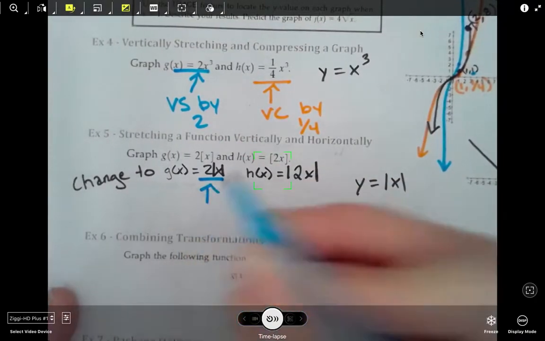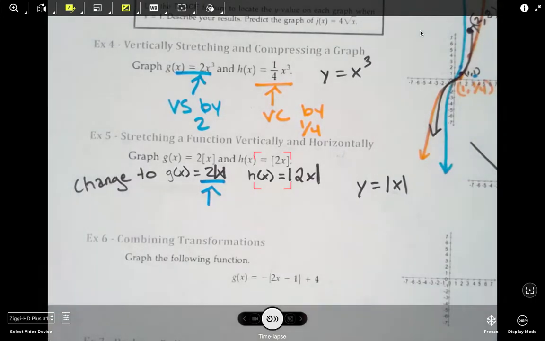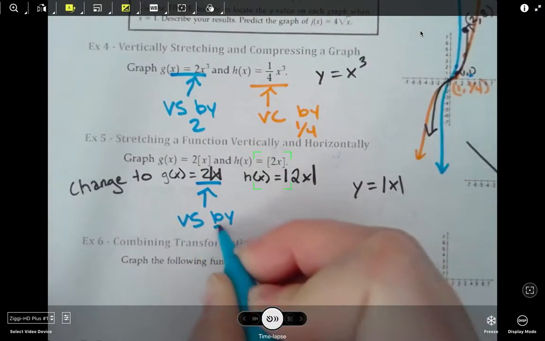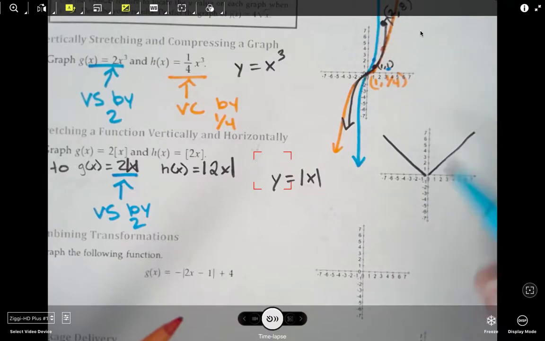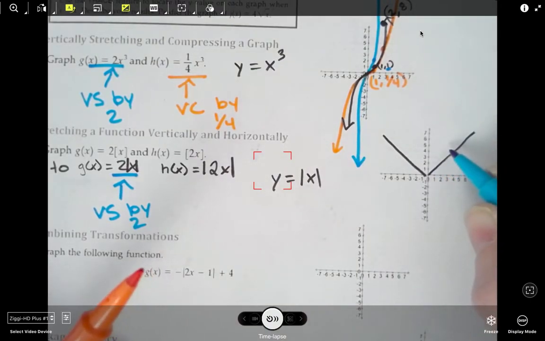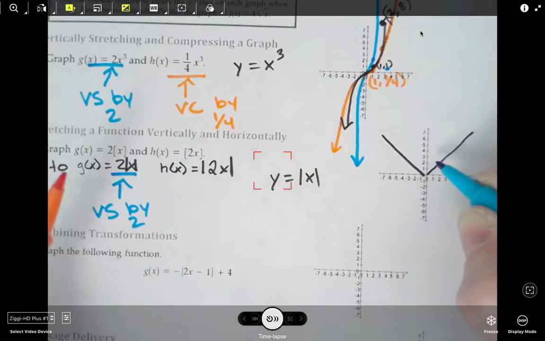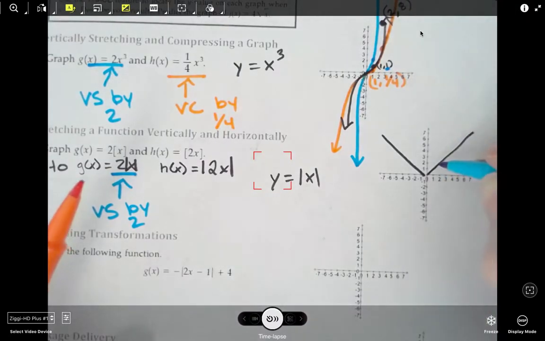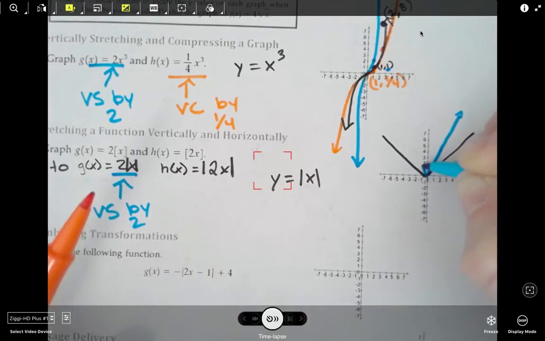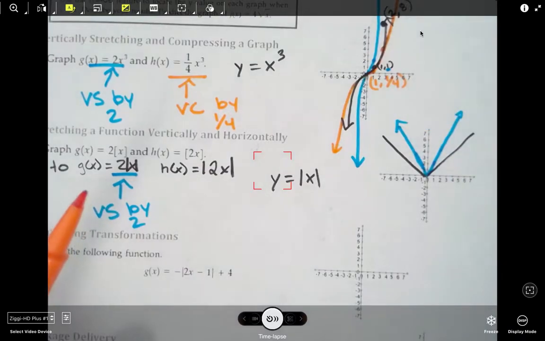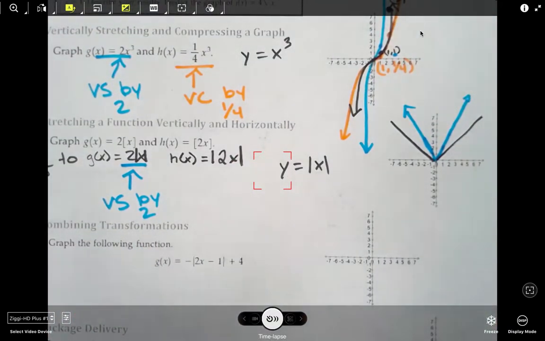What's this guy? The 2 is not inside the absolute values. Vertical stretch by 2. Okay? Now, this guy is going up 1 over 1, up 1 over 1, up 1 over 1. Right? So it's like at 1, 1, at 2, 2, at 3, 3, at 4, 4. So what's my first dot going to be at here instead? 1, 2. It's going to be up 2 over 1, up 2 over 1, up 2 over 1, instead of up 1 over 1. So he's going to look like this. Ooh. Like that. Okay?